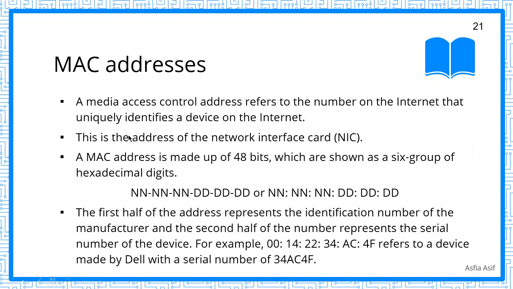MAC addresses, as I told you, media access control. A media access control address refers to the number on the internet that uniquely identifies a device on the internet. This is the address of the network interface card. Network interface card, the hardware device, kind of like a USB, which enables a computer system or a mobile or laptop or tablet to connect to the internet. It's made up of 48 bits. As you can see, either it is in dashes or it's represented using colons.